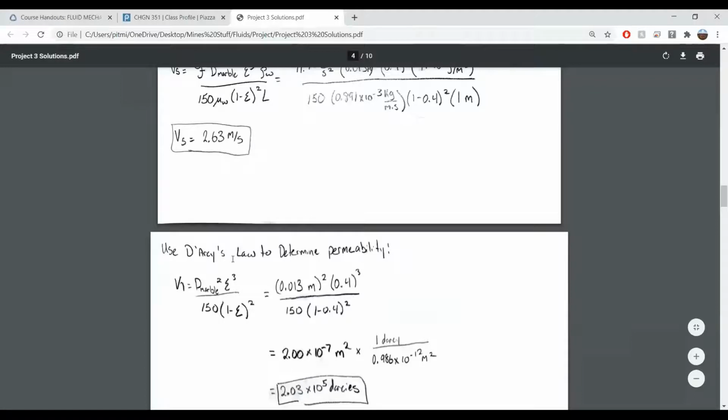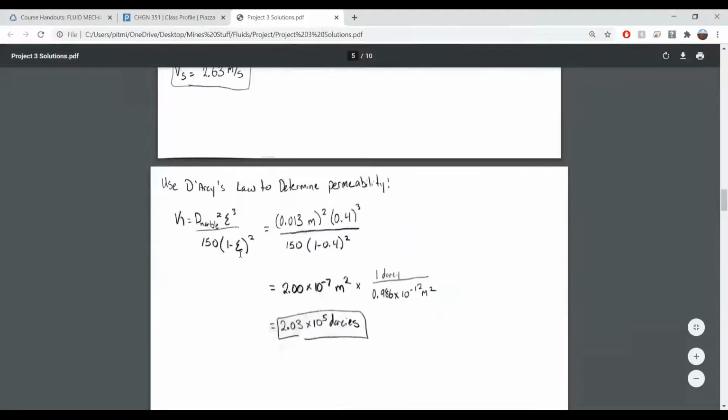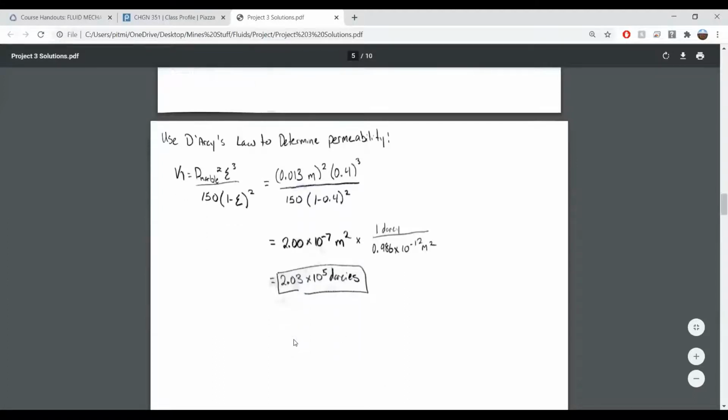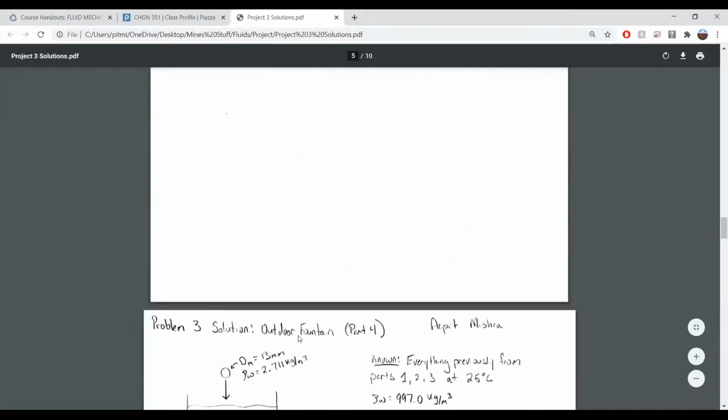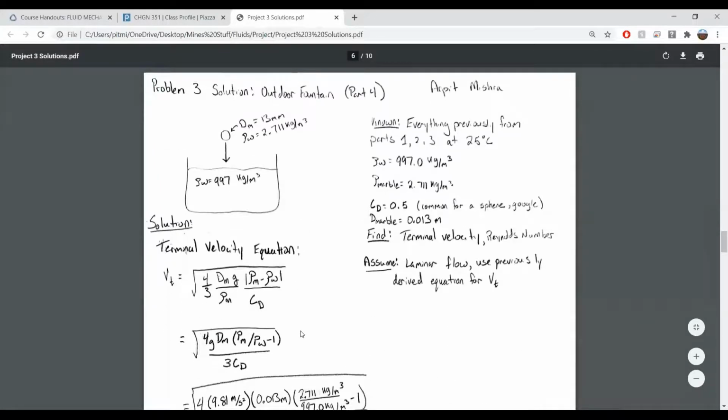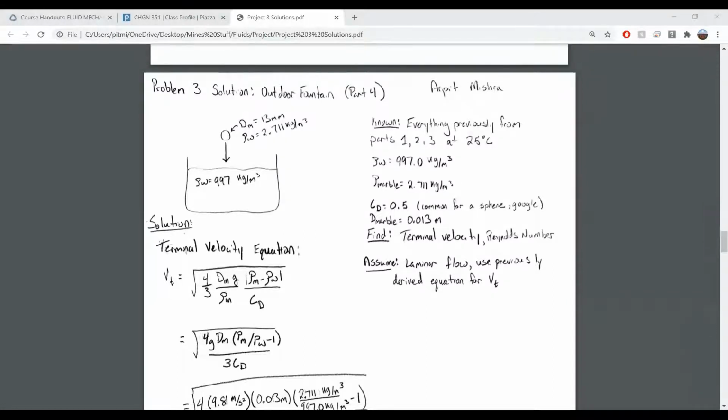And once again, this is because it is laminar. We're able to do this, plug some values into this, and we get a value in Darcy's. And then for part 4 of this problem, I say after a few days, your water fountain basically clogs and there's like overflow through your reservoir.